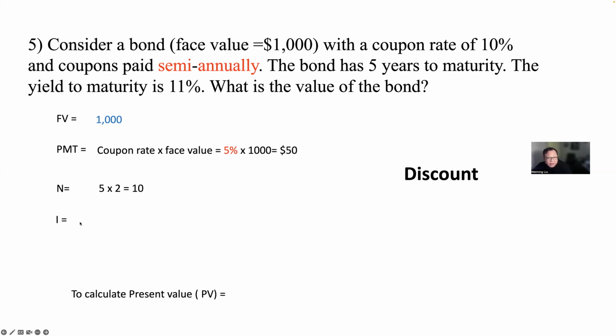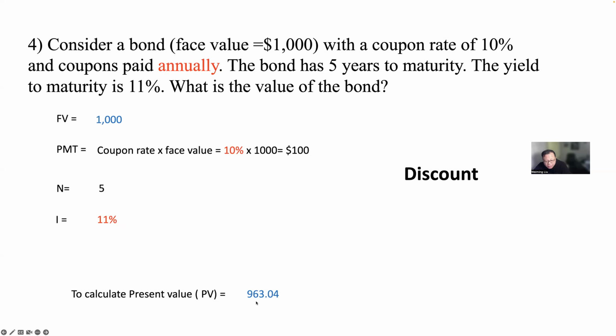And I, the same idea, 11% divided by 2, because the 11% is the annual interest rate. So that's 5.5%. Now I'm running this again. It's going to be a discount, and this time the value is $962.31.